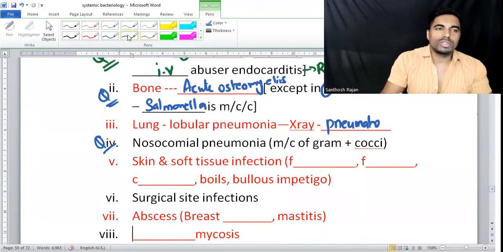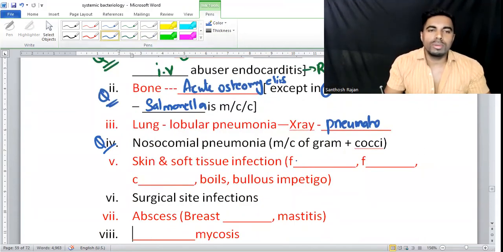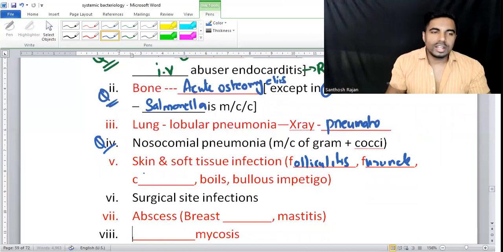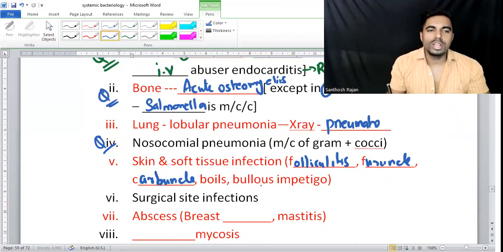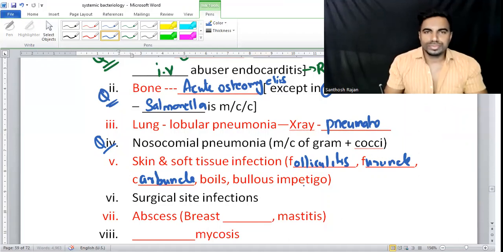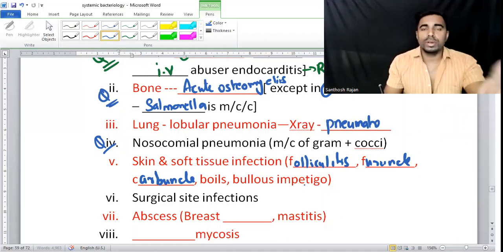Skin and soft tissue infection, I showed you a few pictures. If you remember, what are they? They are folliculitis, and then furuncle, and carbuncle. Any skin-related infections, boils, bullous impetigo, I showed you. Impetigo contagiosa, bullous impetigo, they are impetigos. All the impetigos are caused by Staphylococcus or Streptococcus. Remember that.